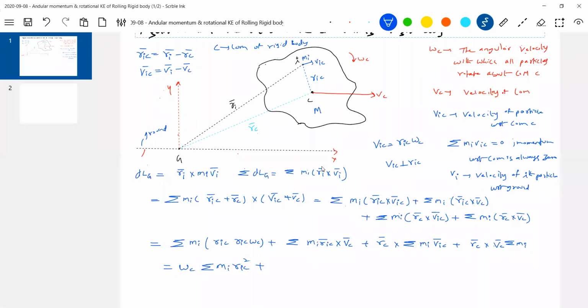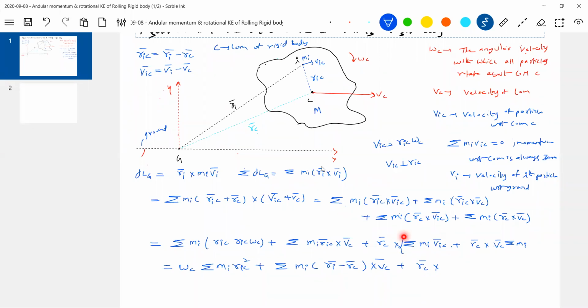Now, what is RIC? We can write it as RI minus RC. The second bracket, I'm going to expand it. This will be Ri minus Rc cross Vc plus, what is momentum with respect to center of mass? Should be 0.